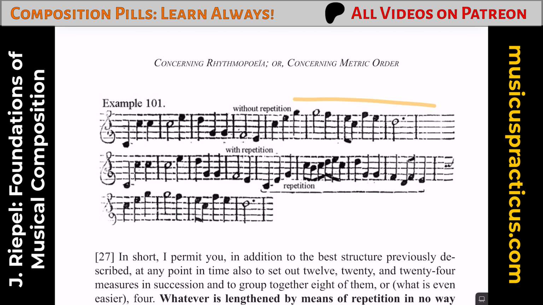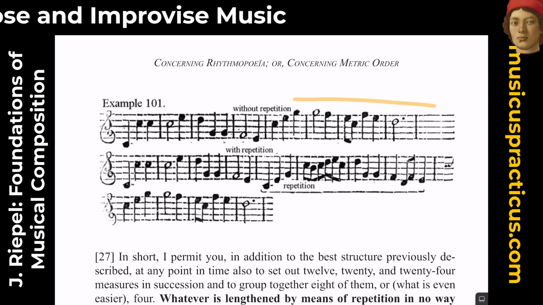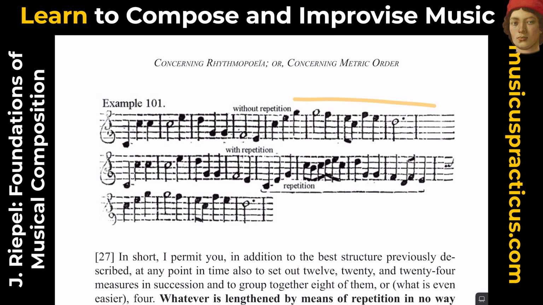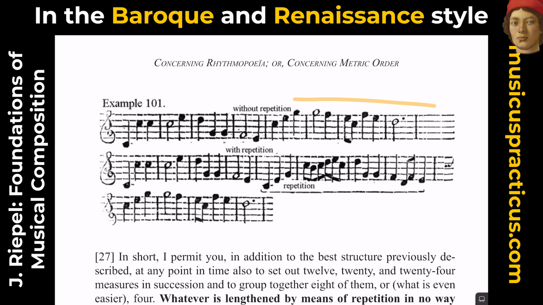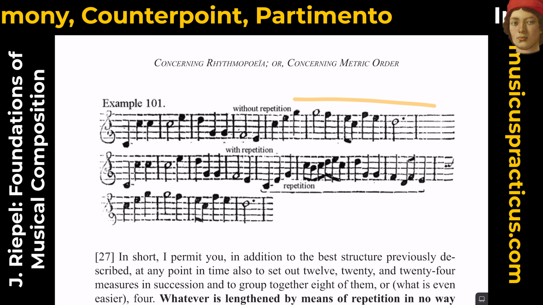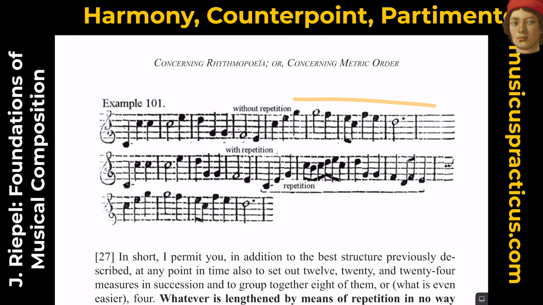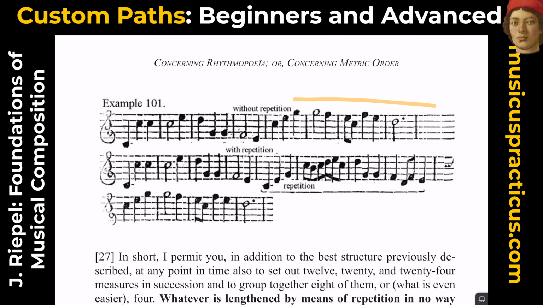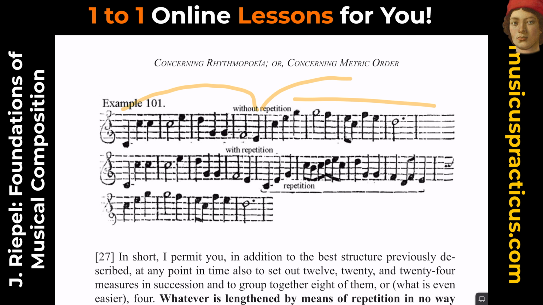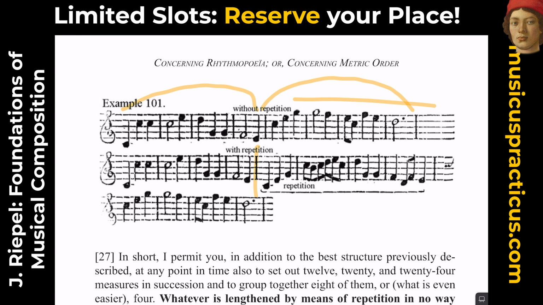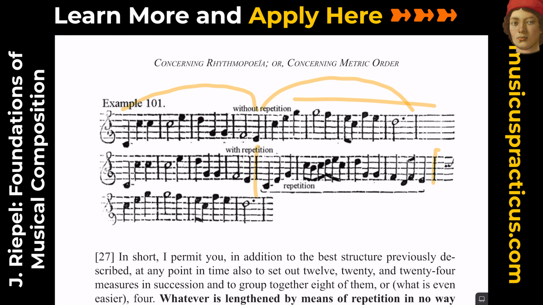Now, without repetition and with repetition, what is he saying? Do, mi, sol, sol. So here we have 4 bars plus other 4 bars, then 4 bars here, other 4 bars, and this should be the repetition.